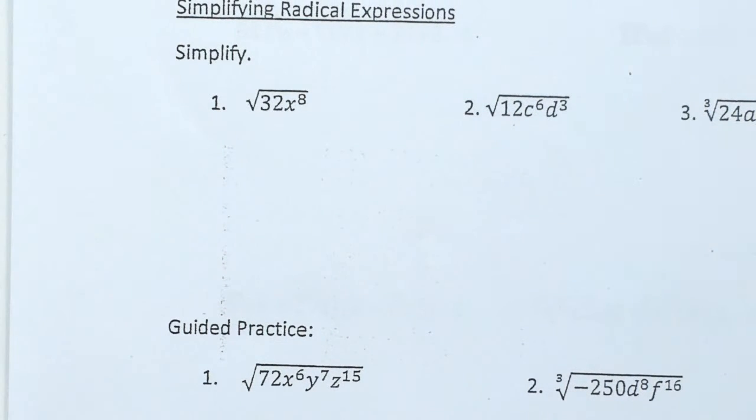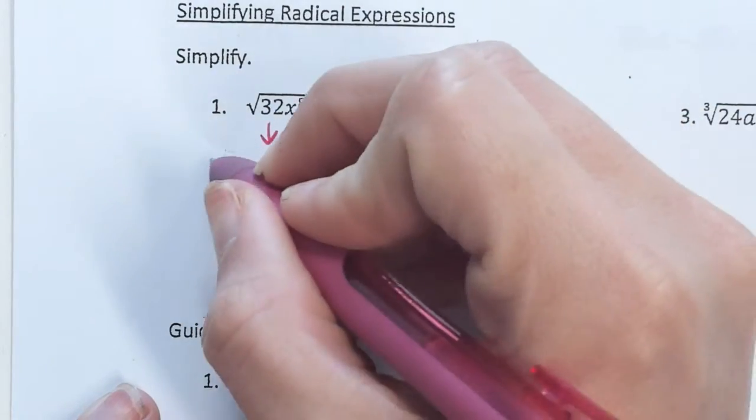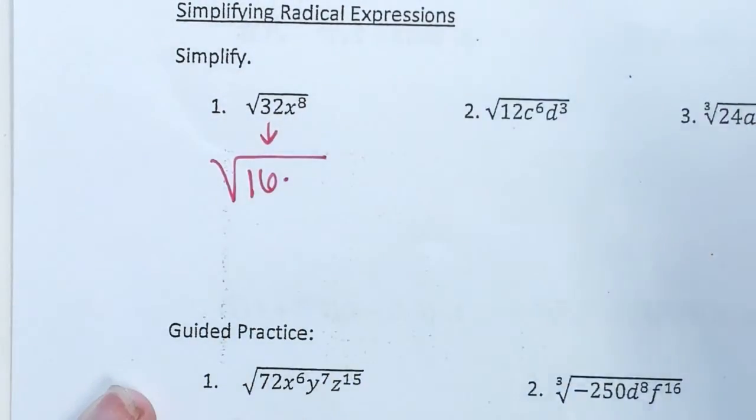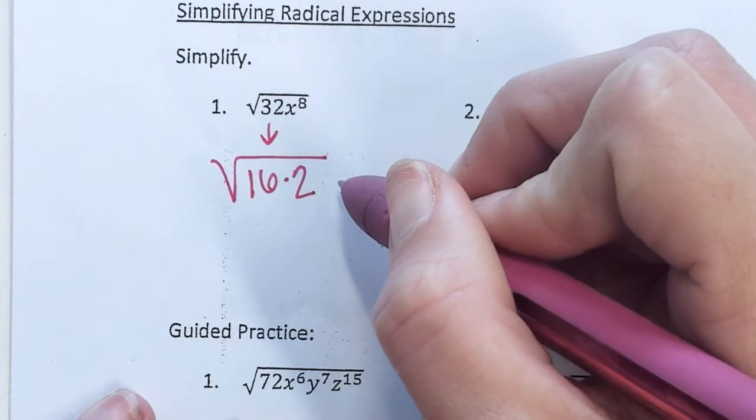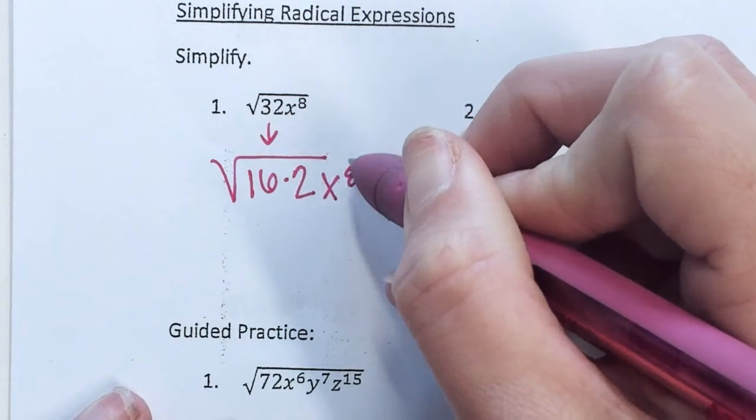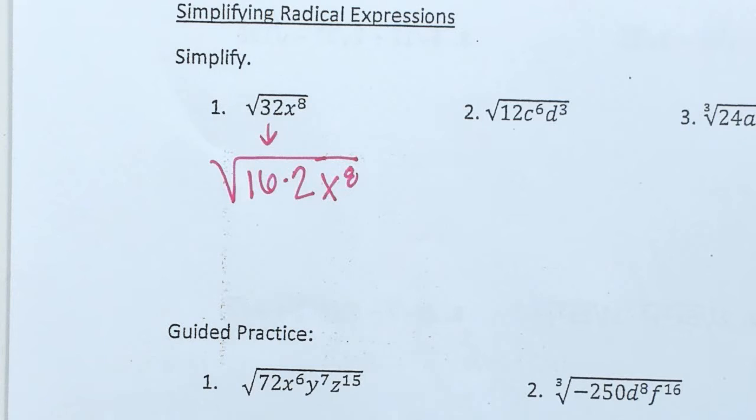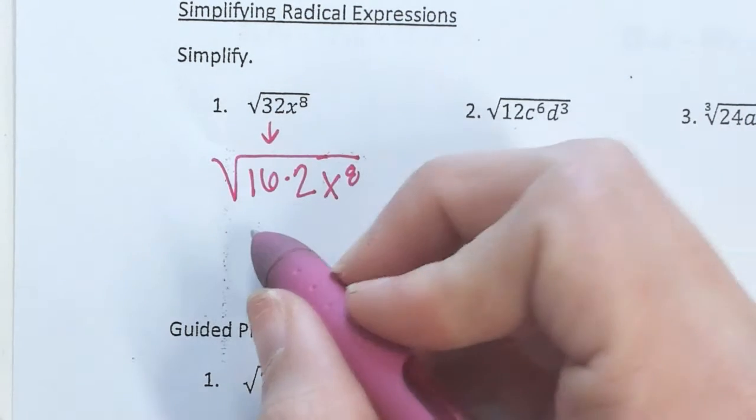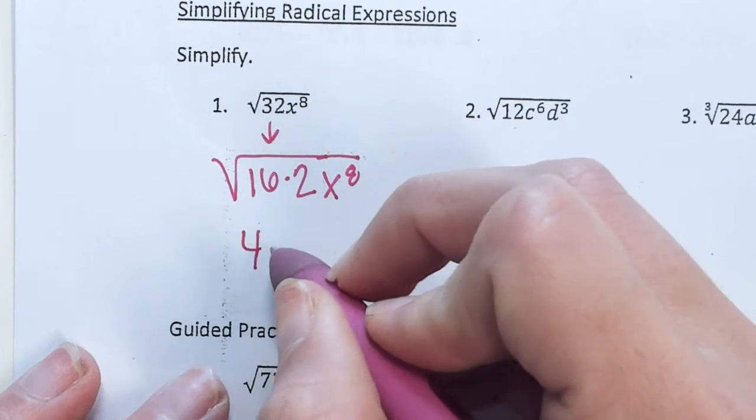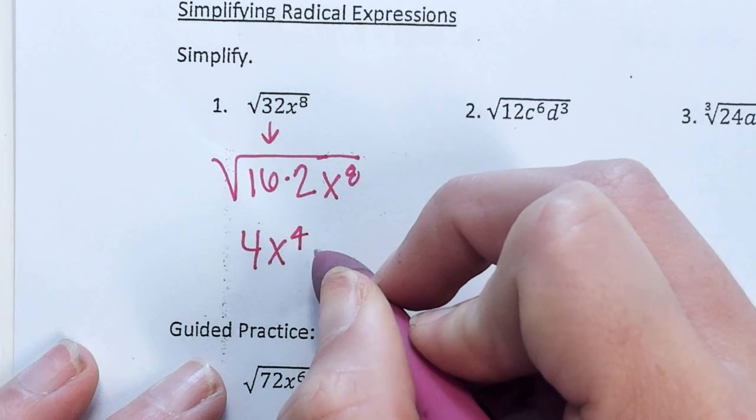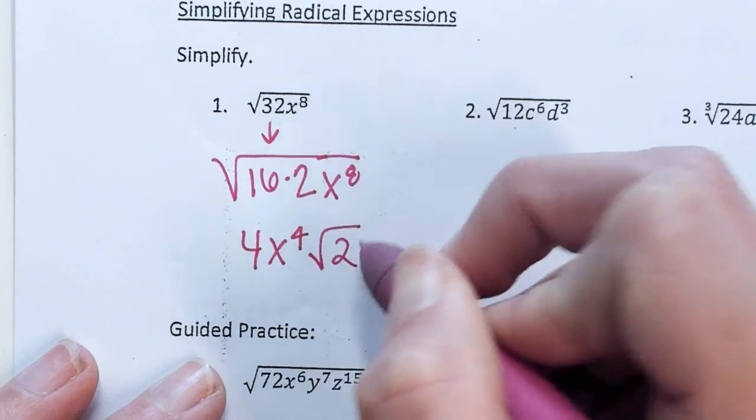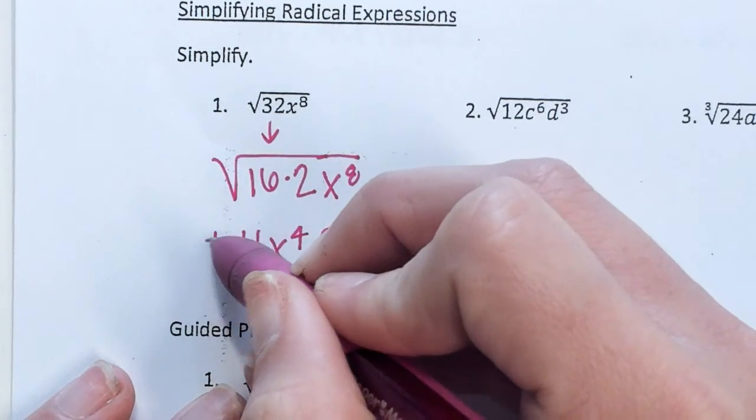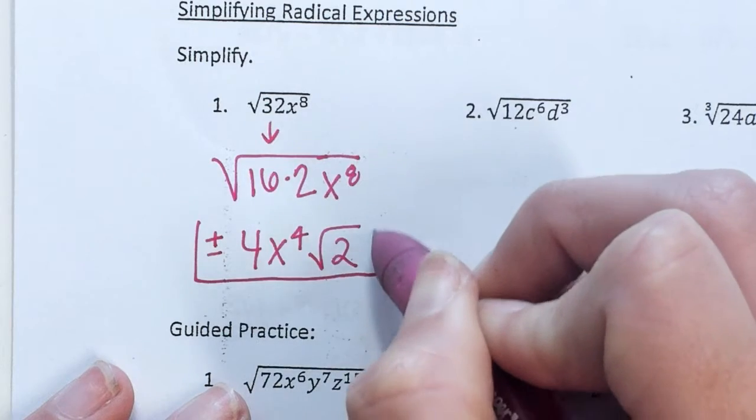So for this first one, is 32 a perfect square? No, but what's a perfect square that goes into 32? Good. 16 how many times? Do we have to break up x to the 8th? Because it's what? Divisible by? Good. Or an even number. Very good. Alright, so tell me how to simplify this. Square root of? What are we missing? Very good. Go ahead and do 2 on your own.